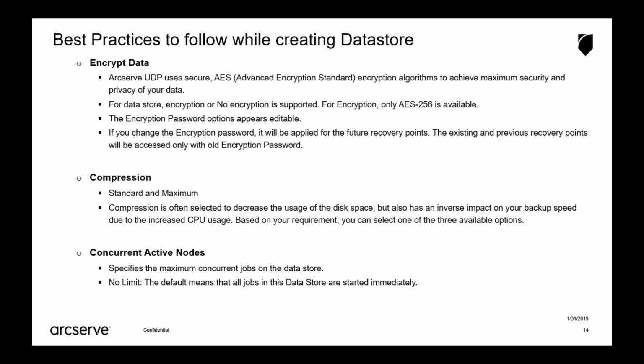Compression. We have standard and maximum compression. This compression is often selected to decrease the usage of the disk space. But at the same time, it will also have impact on the CPU utilization. So based on the requirement, we need to select the different methods of compression, standard or maximum. Or you can also disable the compression.